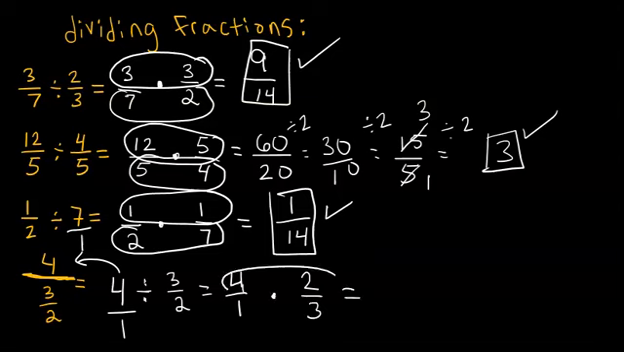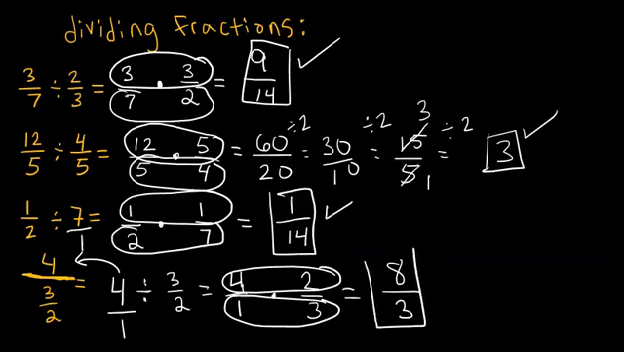Right, so let's go ahead and take the top numbers. 4 times 2 is 8. The bottom is 1 times 3. The bottom is the denominator, which is a 3. And we can't reduce it any further, so this is the answer.